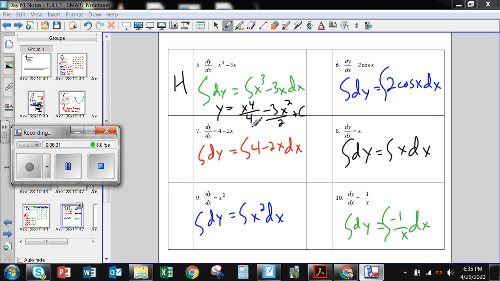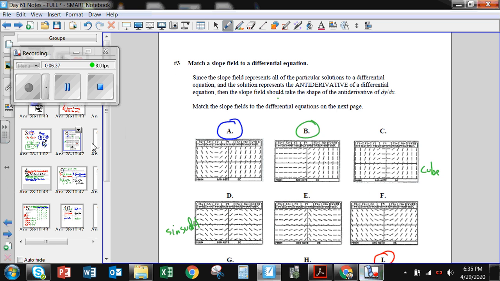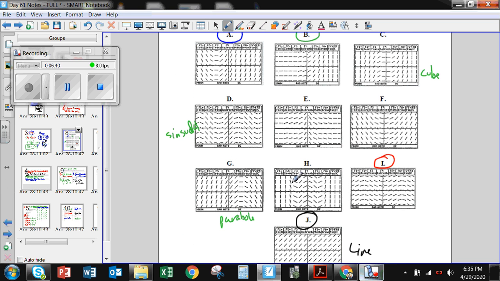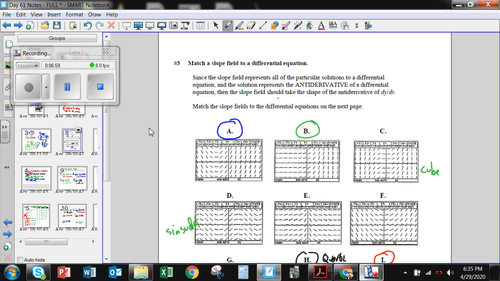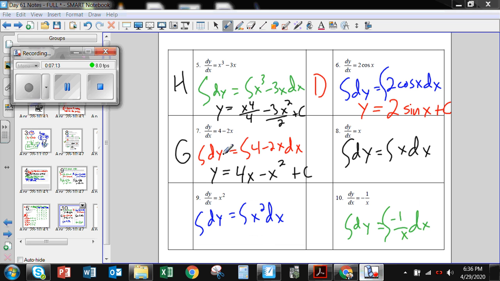So number 5, add 1, divide by the same constant. So we end up getting a quartic, and that's going to be graph H, and we're going to take a peek at that. So, hey, the tails are both going up, come down, up, back down, and then up forever. Okay, so that's our quartic right there. Number 6 ends up being y equals 2 sine x plus c. When we look at the graphs, here was the other sinusoidal function. It starts at 0, which the sine of 0 is 0, and it goes up twice as high. We're not really worried about the height, but hey, this is going to be our sinusoidal function.